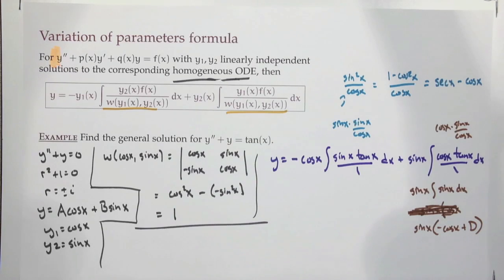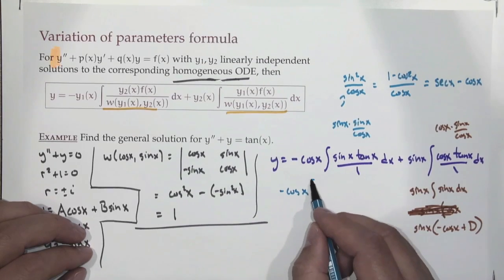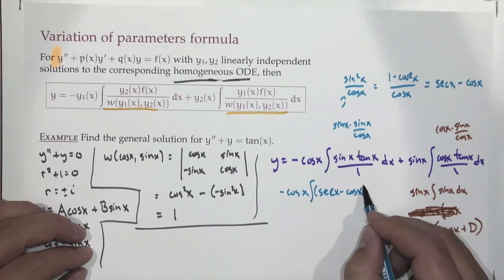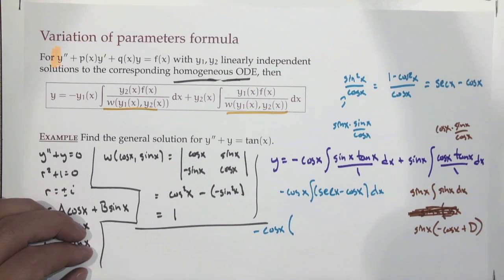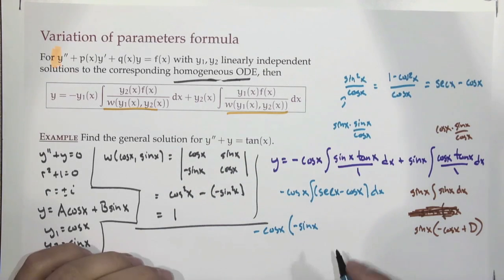Okay, so this part here becomes our minus cosine x integral of secant x minus cosine x. Okay, now we all know, of course, the integral of cosine. Integral of cosine? Sine. All right. And the integral of secant is? Someone said natural log secant. You were very close. Almost that. It's the natural log of secant plus tangent.